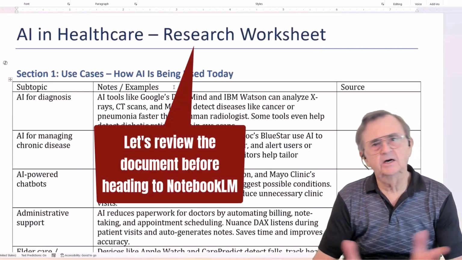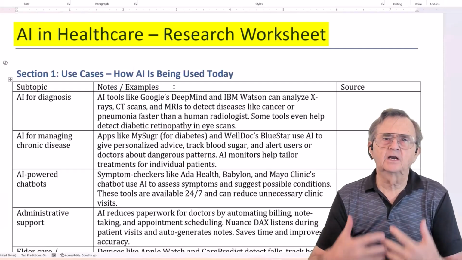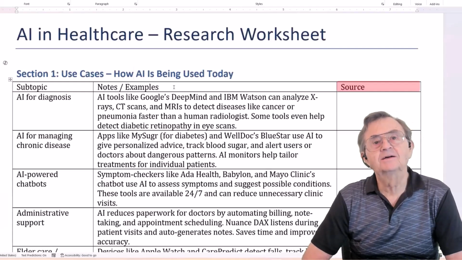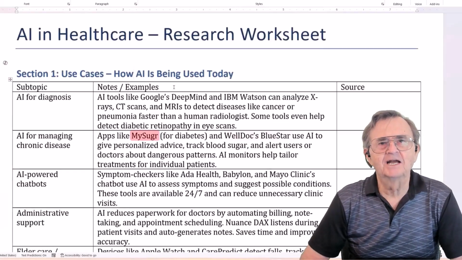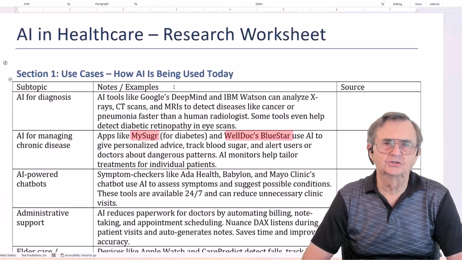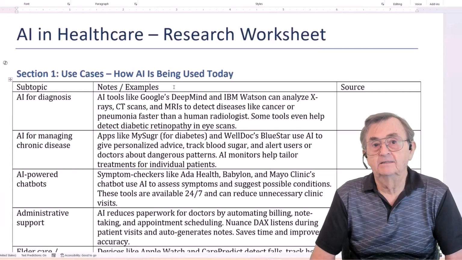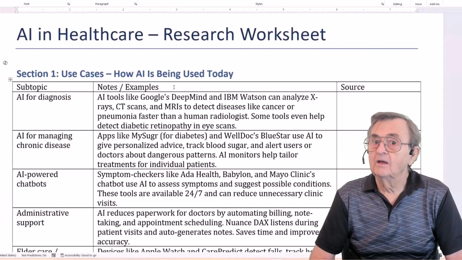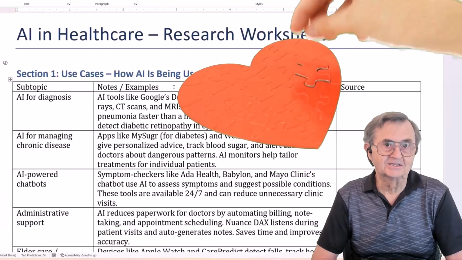I opened the Word document, and honestly, ChatGPT gave me a fantastic head start. It organized everything into clear subtopics with practical examples. The source column is still empty, but that's the next step. Just look at what it came up with. Tools like MySugr for diabetes and Blue Star for personalized health alerts. This is detailed, useful stuff, even at this early stage. And keep in mind, this is just section 1, how AI is being used today. Imagine the value when all sections are complete and tailored to your presentation needs.